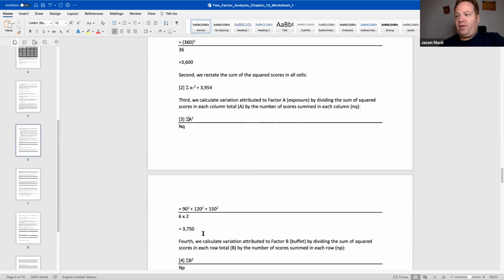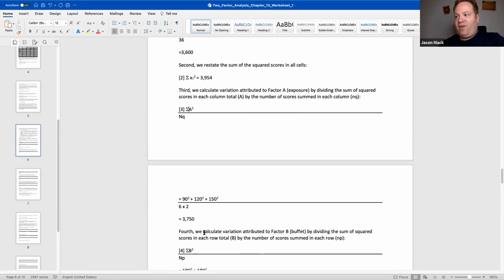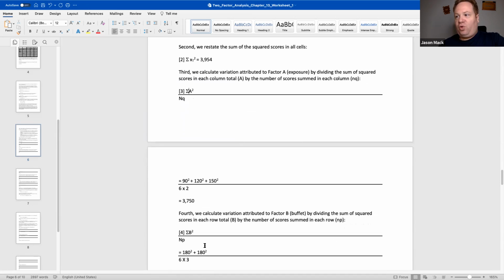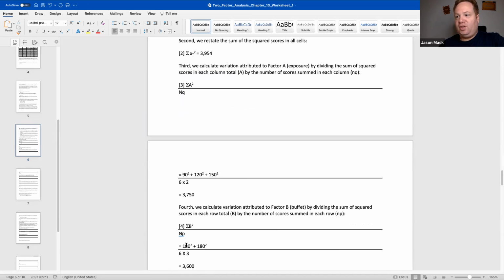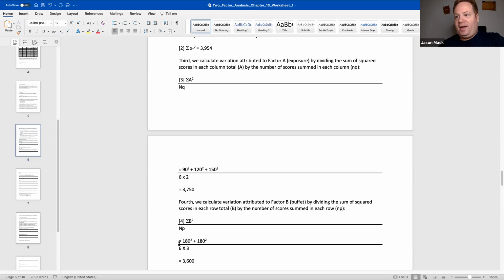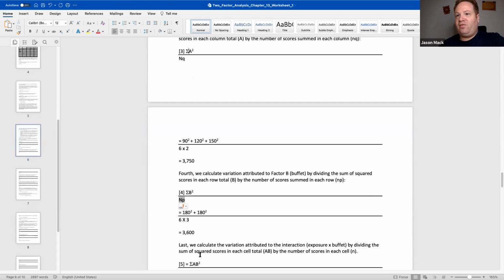Fourth, we calculate the variation attributed to factor B, or the buffet, by dividing the sum of the squared scores in each row, B, by the total number of scores summed in each row, NP. So the sum of B squared over NP is 180 squared plus 180 squared divided by NP, 6 times 3. We get 3,600.